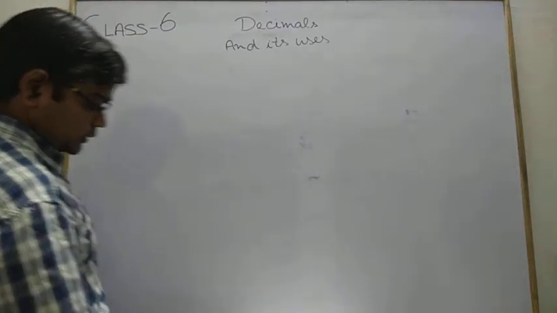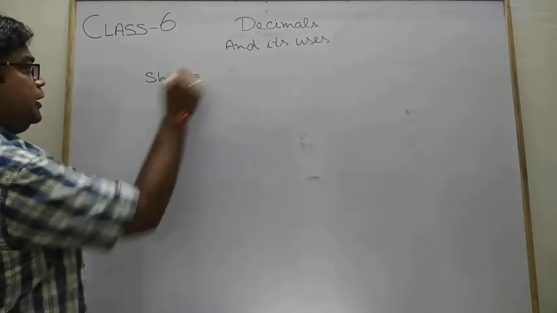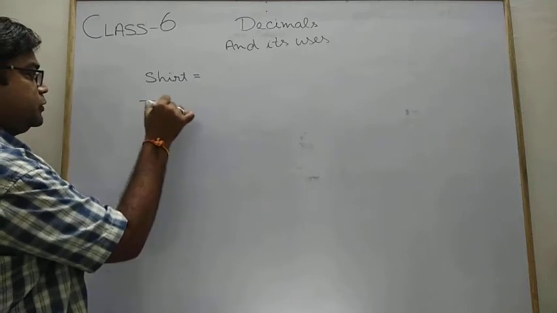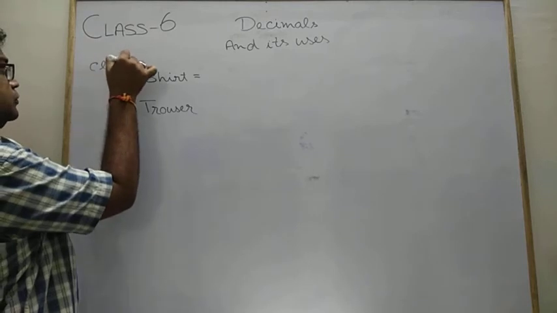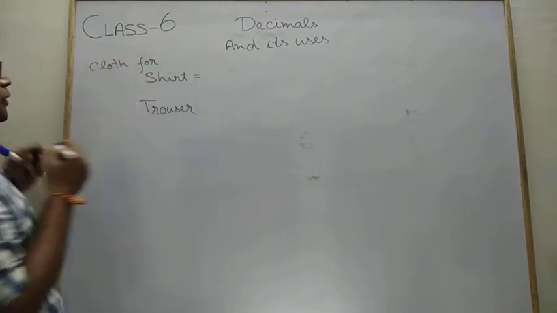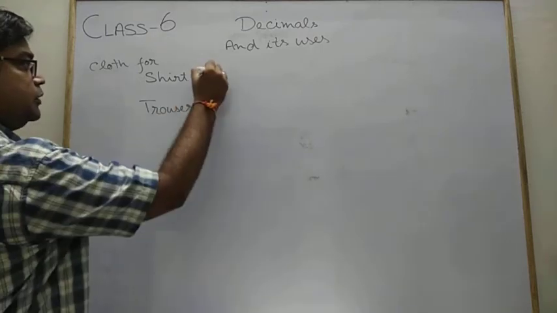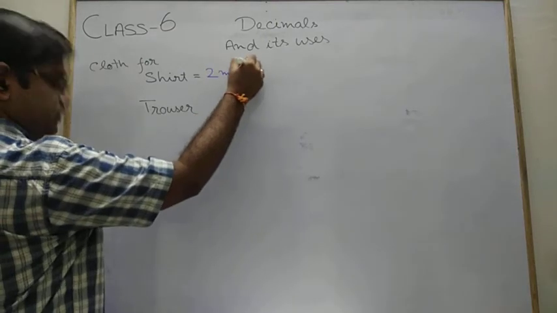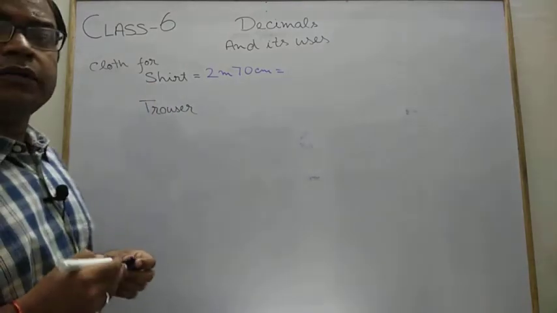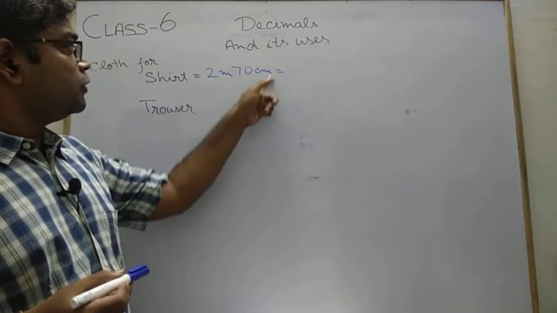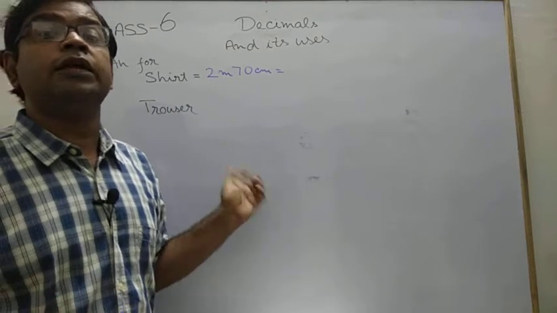So for this, what is given? For the shirt there is some length, and for the trouser there is some cloth. In the shirt it's 2 meter 70 centimeter. Here we can convert either wholly into centimeter or wholly into meter. Here I am going to convert wholly into centimeter.